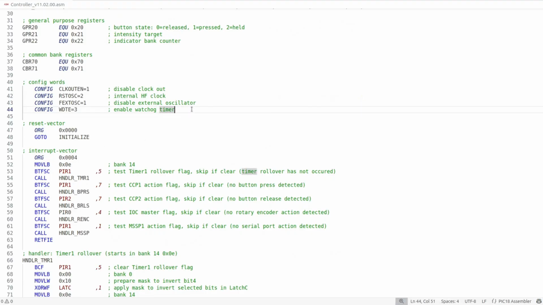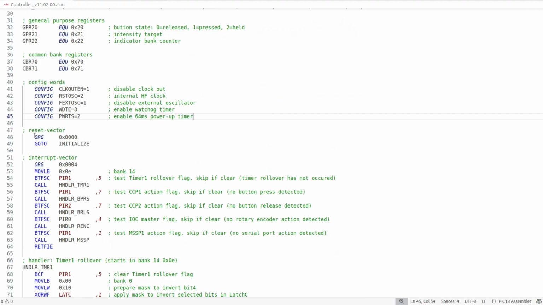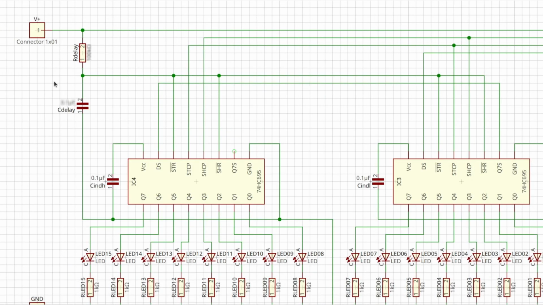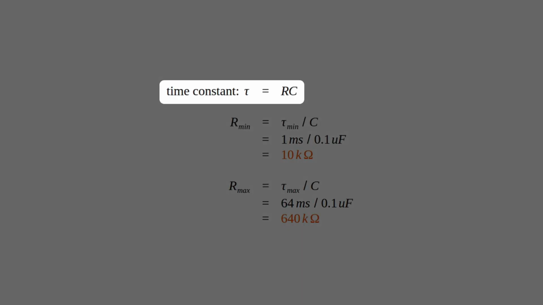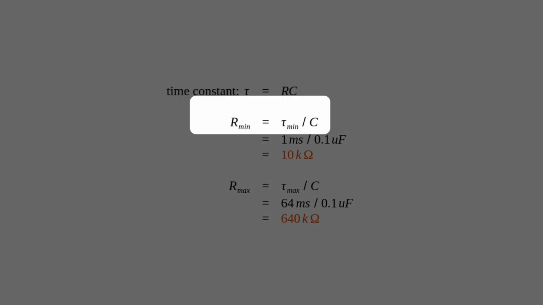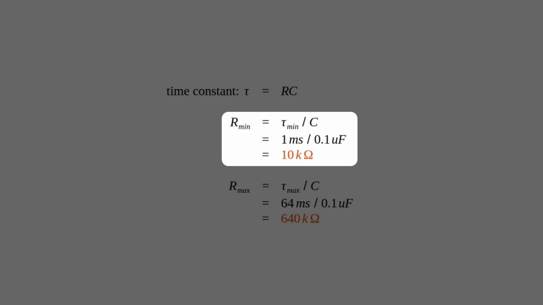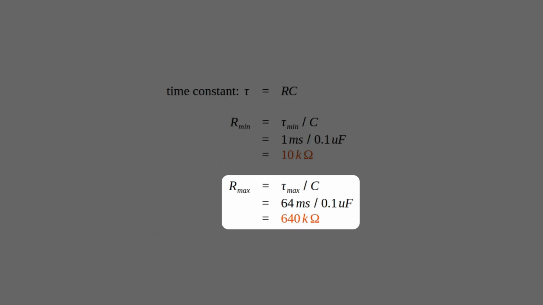So to enable the power-up timer for our microcontroller, I'll simply add a PWRTS equals 2 to our config words. Then I'm going to choose a capacitor based on most of the other capacitors I have in my circuit. And that happens to be a 0.1 microfarad capacitor, super plentiful, let's use it. And then perform a calculation. Our time constant basically is the resistor times the capacitor. So given a minimum time of 1 millisecond, the minimum resistor value works out to 10 kiloohms. And given a maximum time constant of 64 milliseconds, the maximum resistor we want is 640 kiloohms.